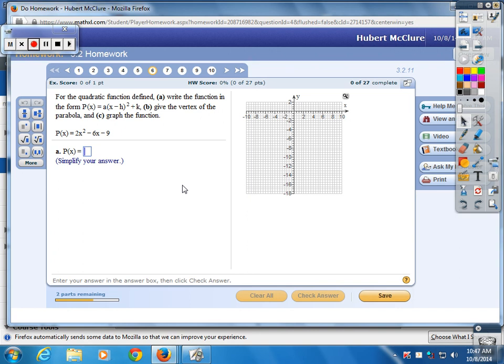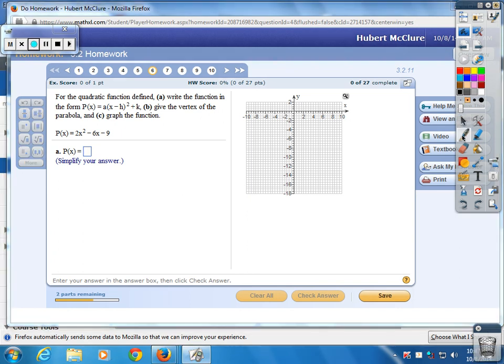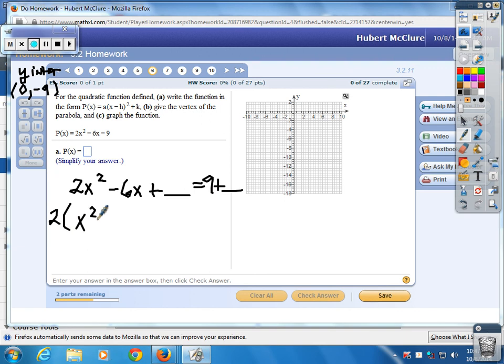All right, that was 2 minutes. Y-intercept is what? (0, -9). 2x squared minus 6x plus blank equals 9 plus blank. 2x squared minus 3x plus blank is equal to 9 plus 2 times blank. What's half of 3? 3 halves. 3 halves squared is 9/4.